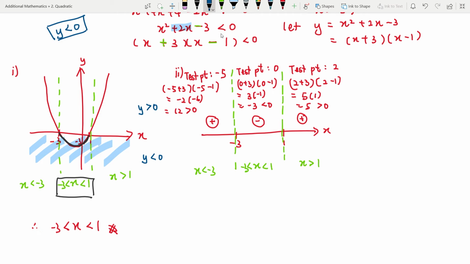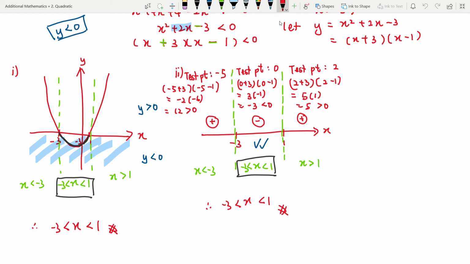Recall back on our questions. We need to find the range where the y is less than 0. That means a negative y value. So this one fulfill the condition. Therefore, the range of values of x that satisfy the inequality is x is between -3 and 1.